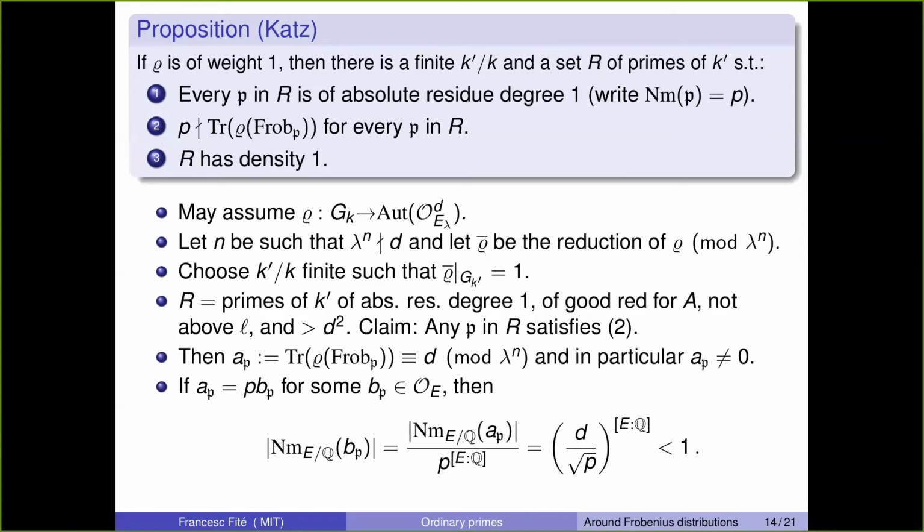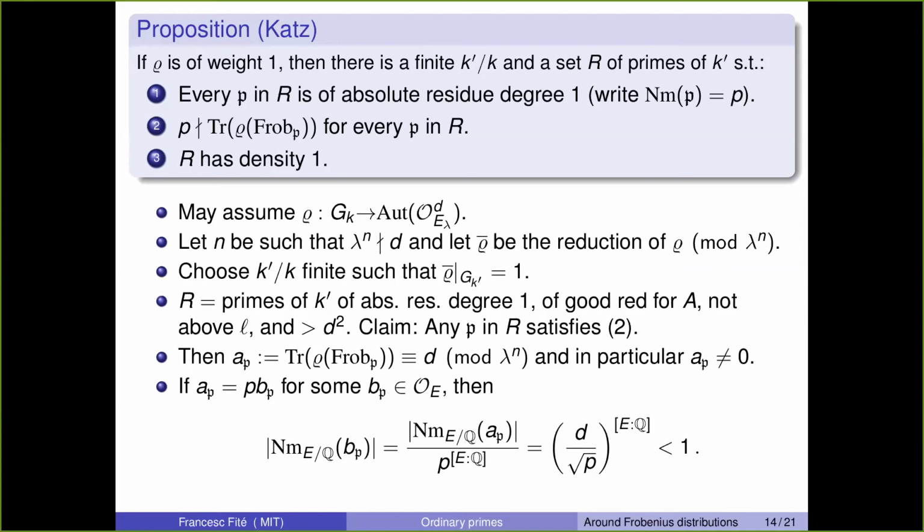How does one show this? Well, let me call by AP this trace of Frobenius. And since the reduction of rho modulo lambda to the n is trivial, we have that this AP must be congruent to the trace of the identity modulo lambda to the n. But the trace of the identity is d, and we chose n so that it's not congruent to 0 modulo lambda to the n. So this in particular is telling us that this AP is not congruent to 0.